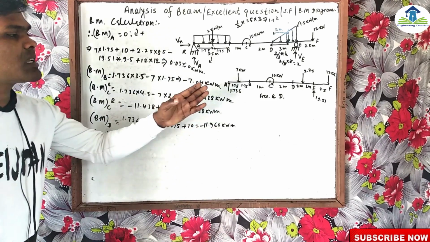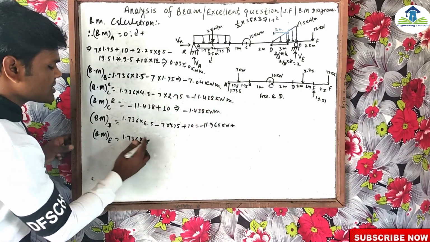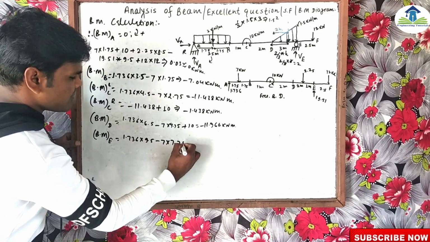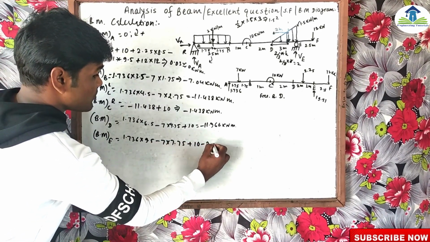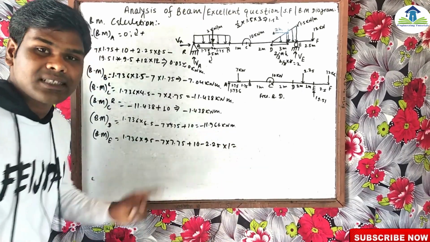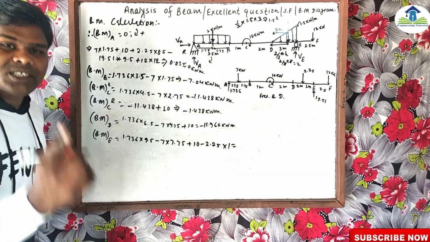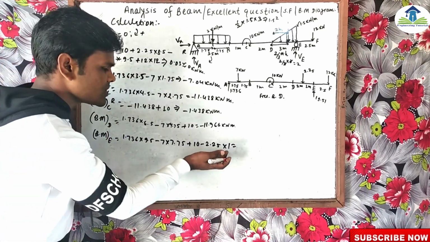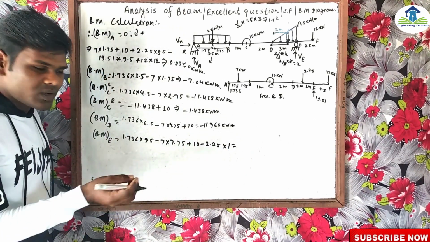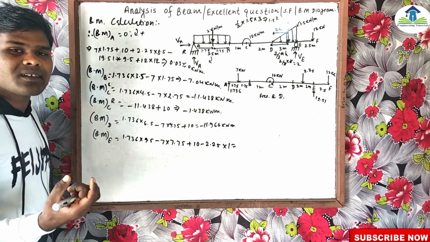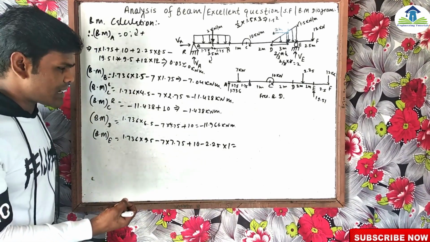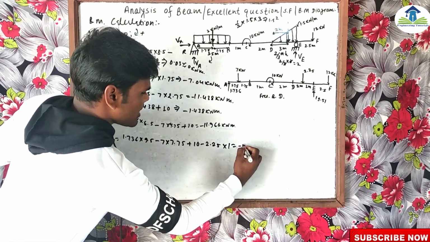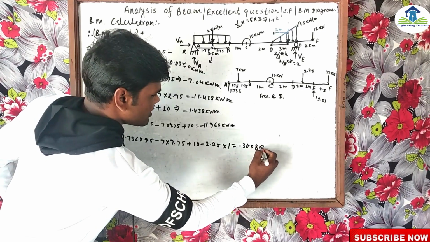Now we are going to calculate the bending moment at point E. So 1.736 into 9.5 minus 7.75 plus 10 minus 2.25 into 1. This will be equal to, now it's your duty to calculate this total force. I am going to only do the process. First calculate. If you are not able to calculate within 20 minutes, then you can leave this question in the exam. So you have to practice it. So this will be equal to minus 30.08 kilonewton meter.